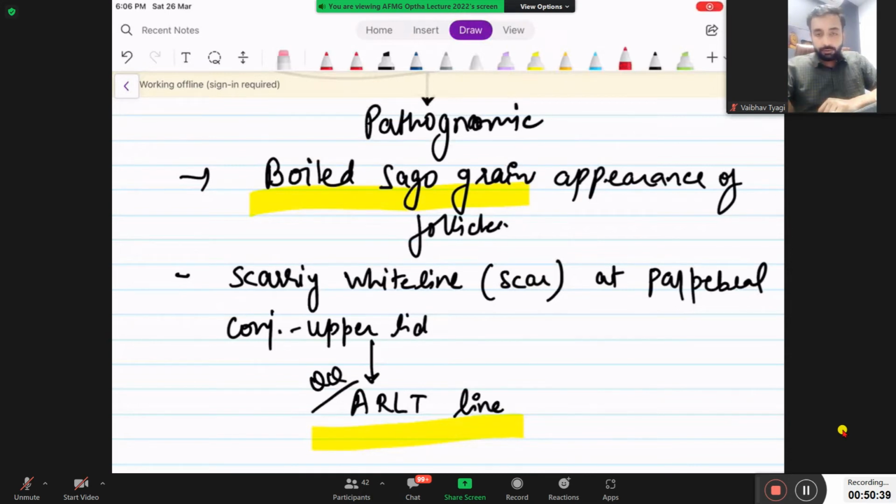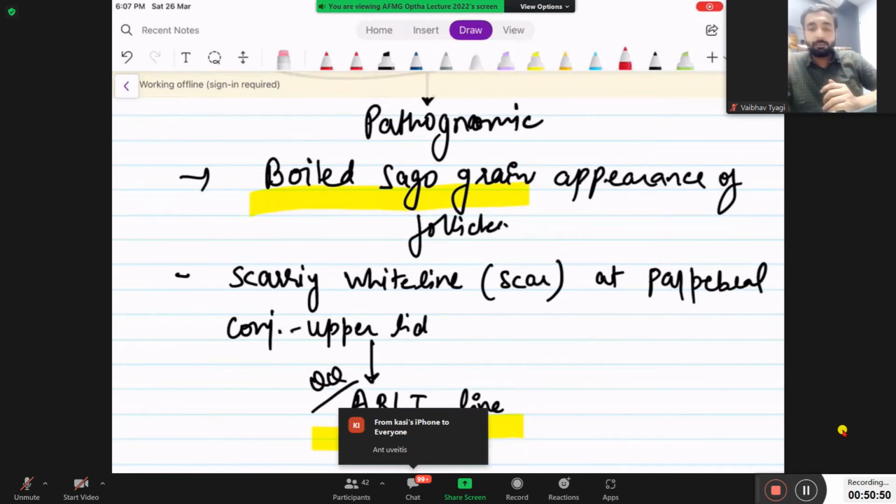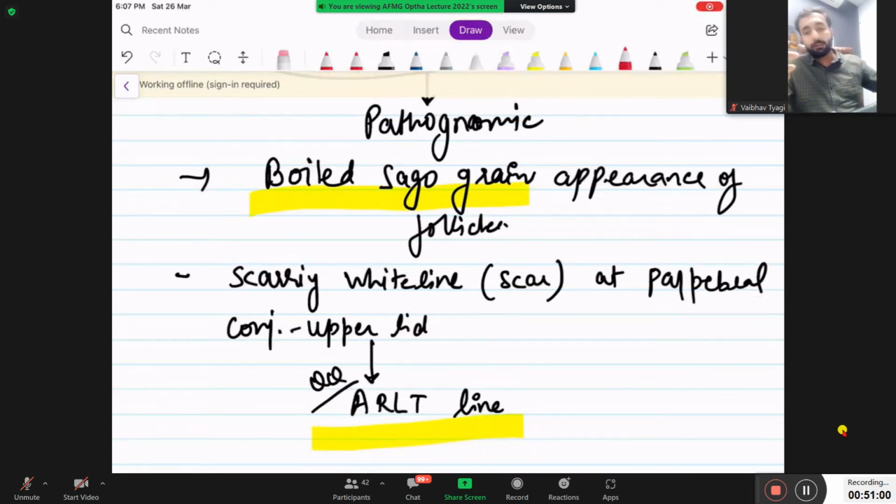Sir, in loss of vision, will the perception of light be present? In loss of vision, yes, the patient will see, but he will not be 6 by 6. If the patient is blind, then perception of light will be absent.